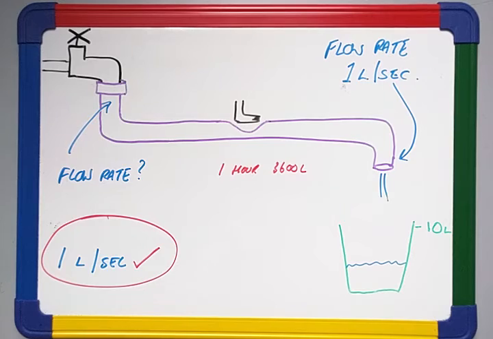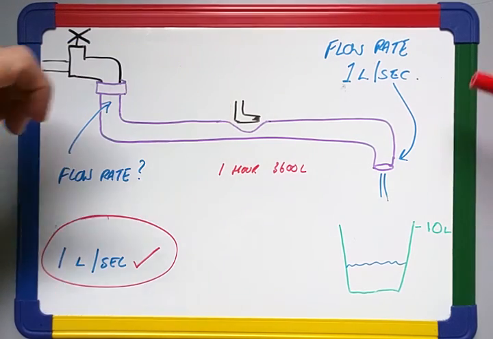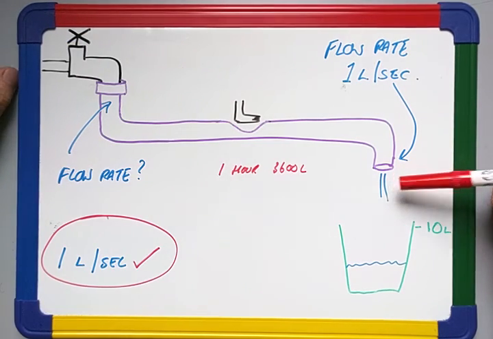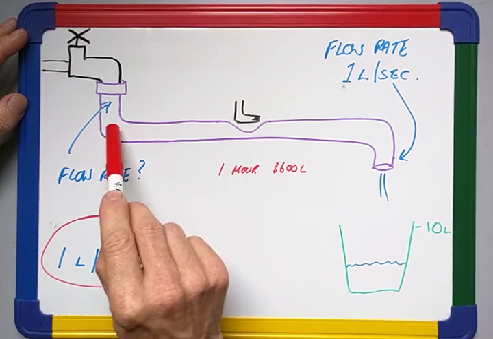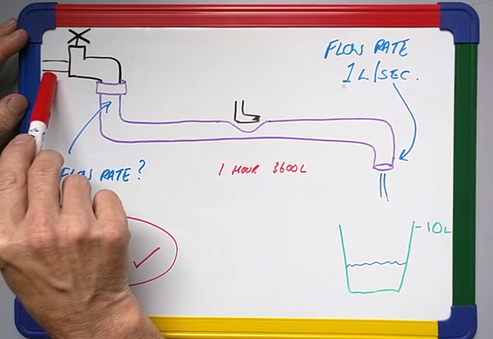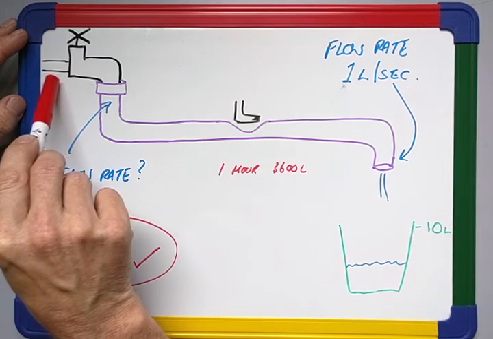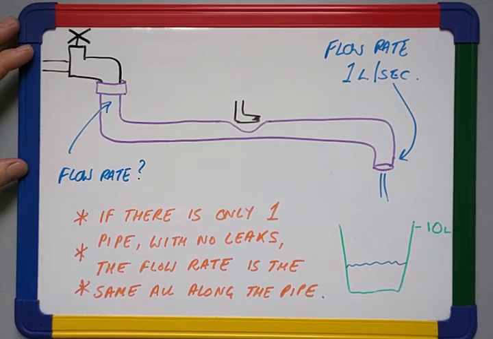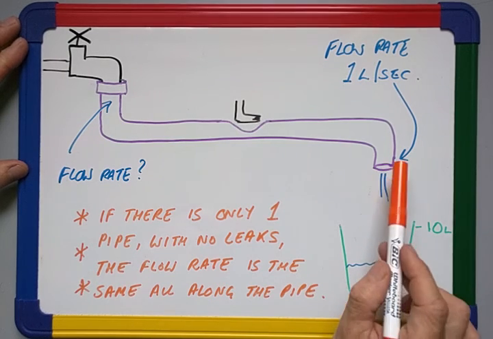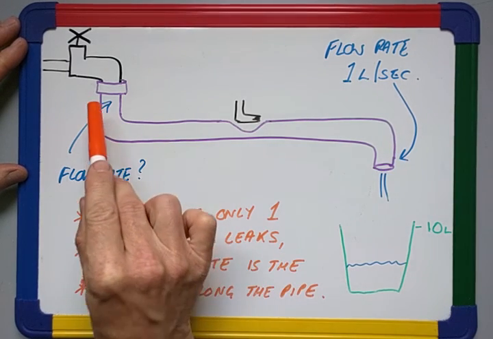And what this means is that when you stand on the pipe and you reduce the flow rate here, you in fact reduce the flow rate at all points along that pipe. Even right back to here, the flow rate from the water supply into the tap is bound to be 1 litre per second. So what this means is, if there is only one pipe and there are no leaks in the pipe or no connections to other pipes or anything like that, then the flow rate has got to be the same everywhere along the pipe.